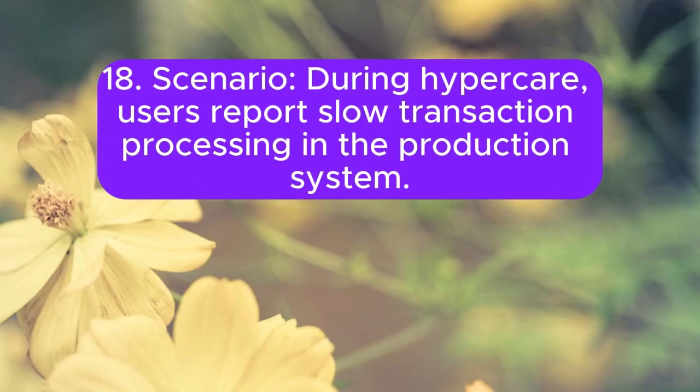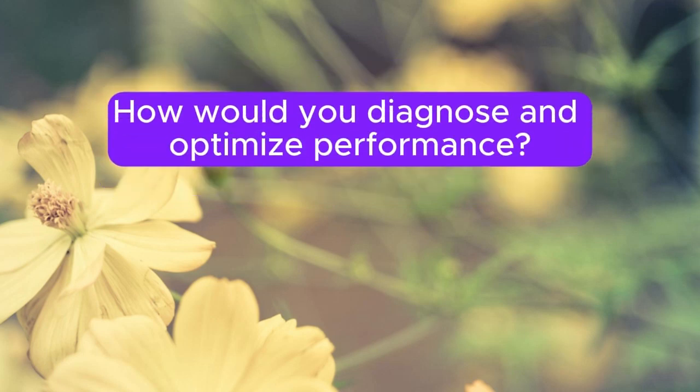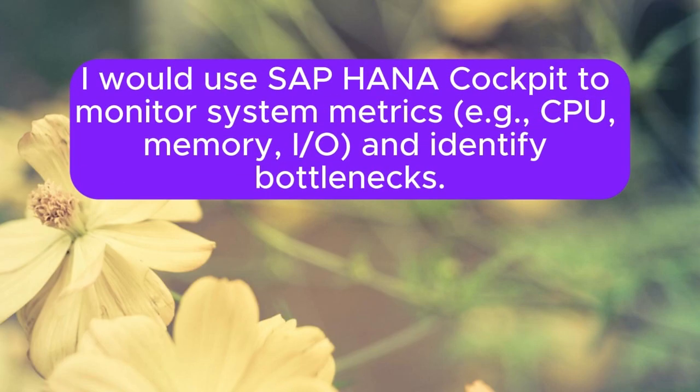18. Scenario: during Hypercare, users report slow transaction processing in the production system. How would you diagnose and optimize performance? Answer: diagnosing slow transaction processing during Hypercare requires rapid action to maintain user trust. I would use SAP HANA Cockpit to monitor system metrics, for example, CPU, memory, I/O, and identify bottlenecks.